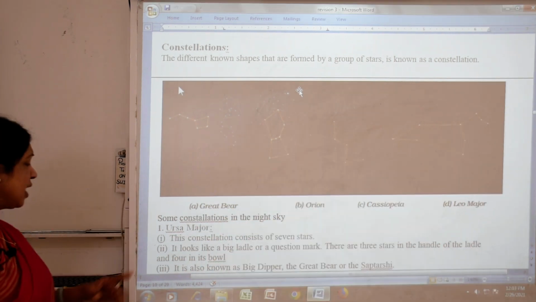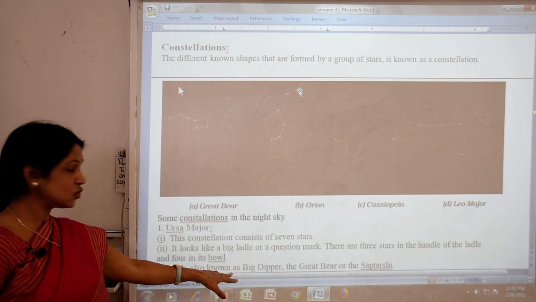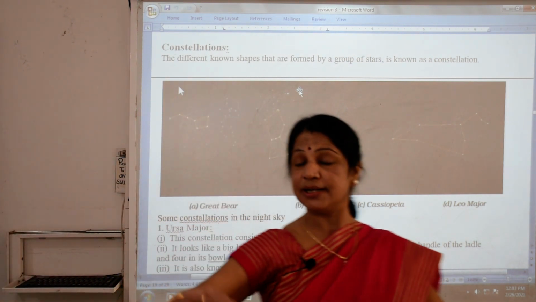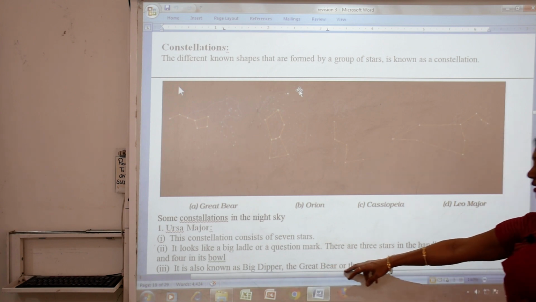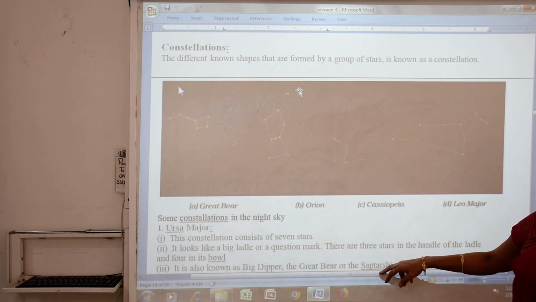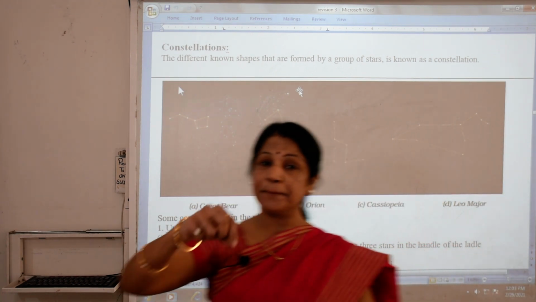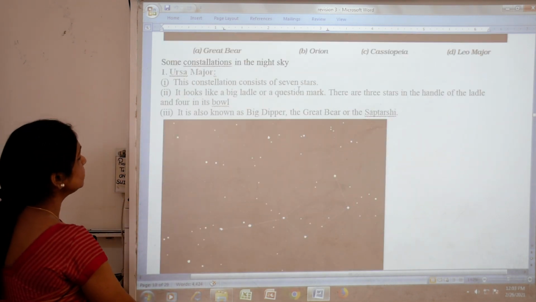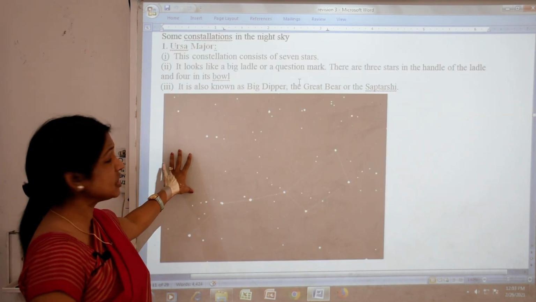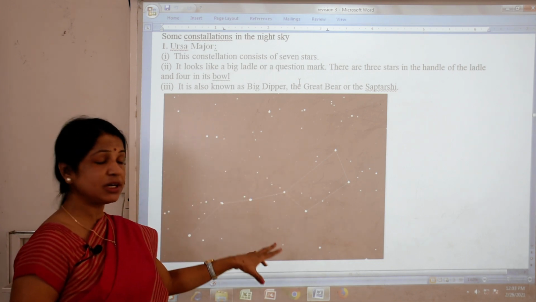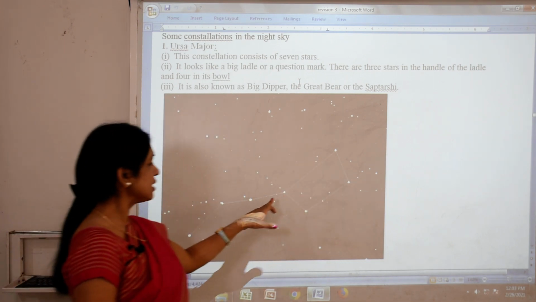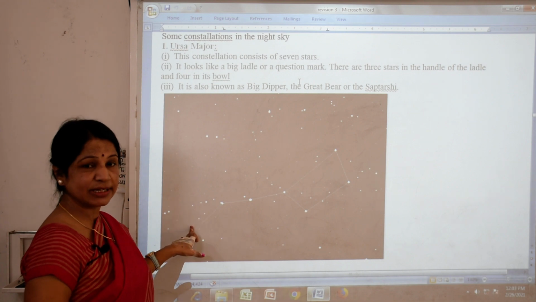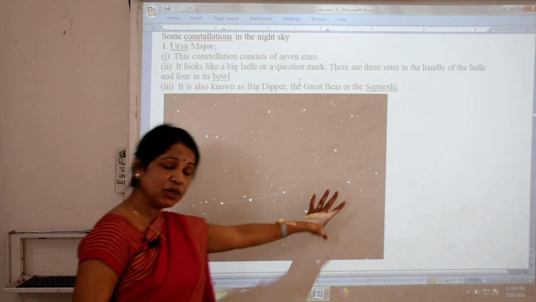It is also known as the Big Dipper. What is the Big Dipper? The Great Bear or the Saptarishi. It is called the Big Dipper. Now further we are going to see the picture of the Saptarishi. How the Saptarishi? It is 4 stars and the 5, 6, 7. That is why it is called the Saptarishi.